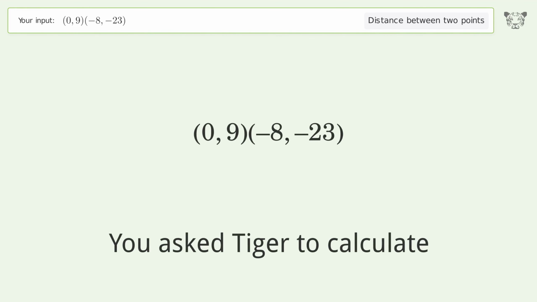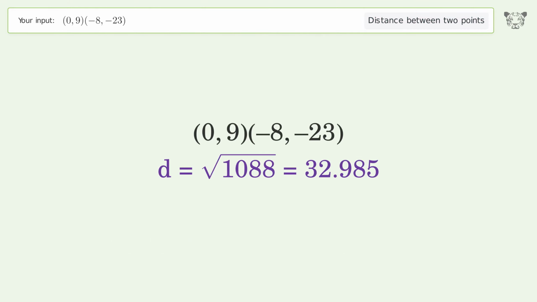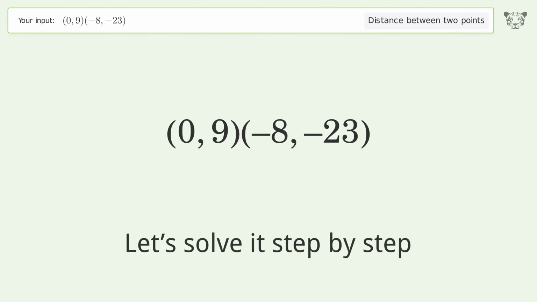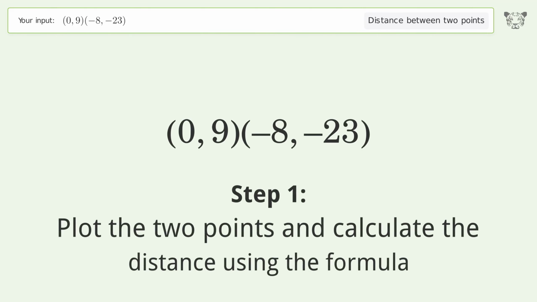You ask Tiger to calculate. This deals with the distance between 2 points. The distance between the 2 points is the square root of 1088, or 32.985. Let's solve it step by step. Plot the 2 points and calculate the distance using the formula.